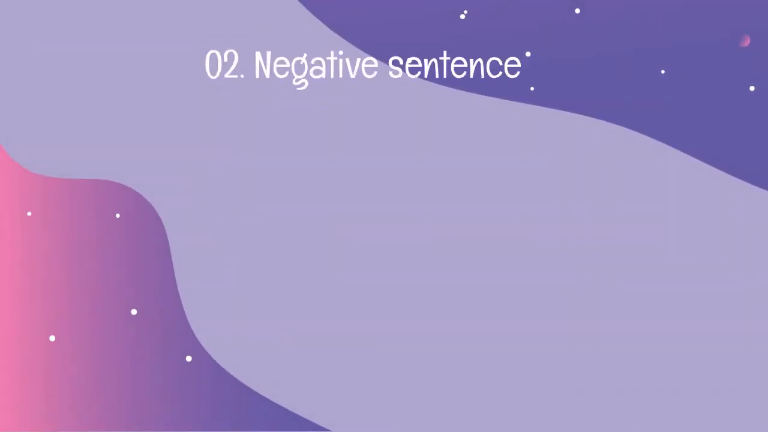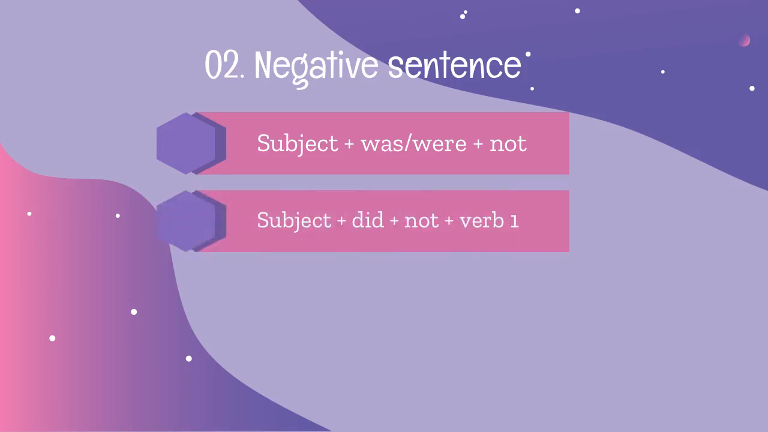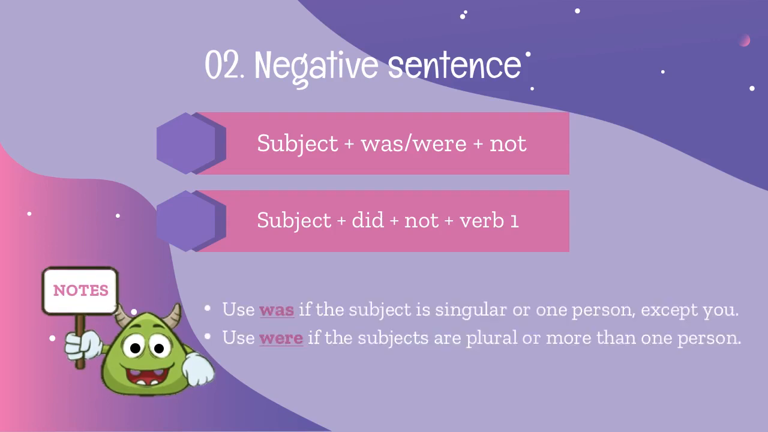Let's take a look at the negative sentence. In the negative sentence, you have to use subject plus was or were plus not, because in the negative we use not. Or use subject plus did plus not plus verb 1. There are notes here that you need to remember.